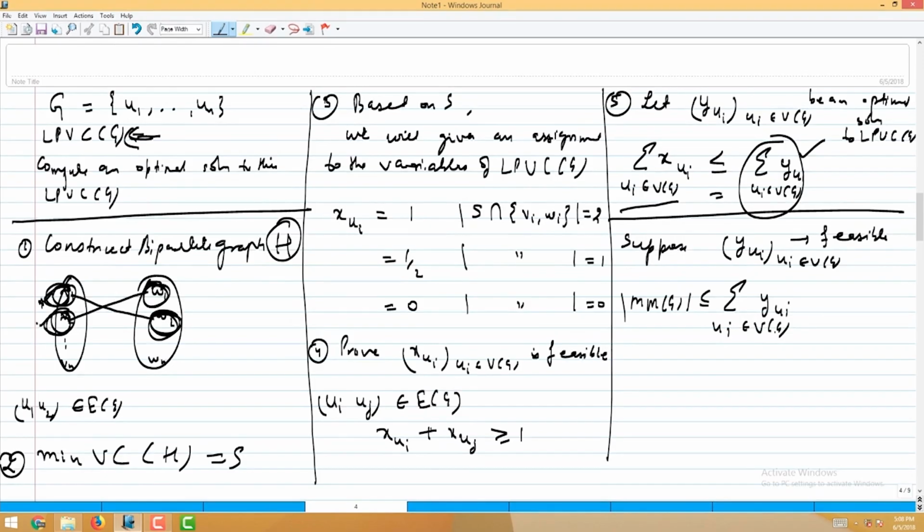Okay, tell me if this is true. MM of G is the maximum matching in the graph. Can this value be less than the maximum matching in the graph? Again, what is the maximum matching? It's a collection of edges. And because it's a feasible solution, it has to satisfy the constraint that for every edge, both its endpoints should add up to at least 1, right?